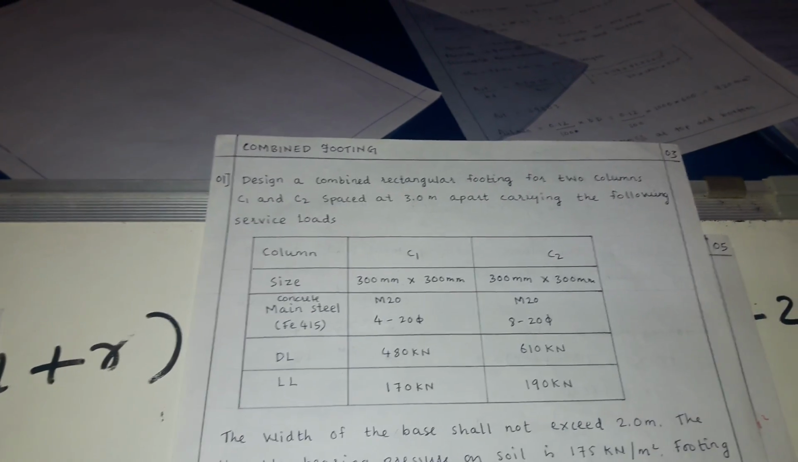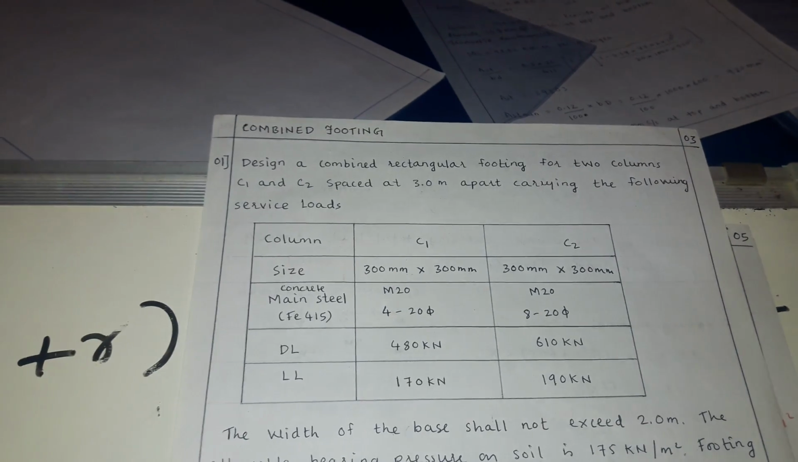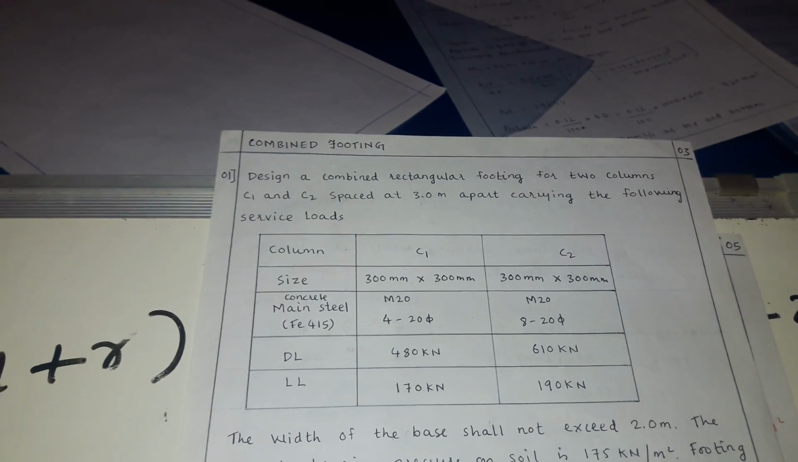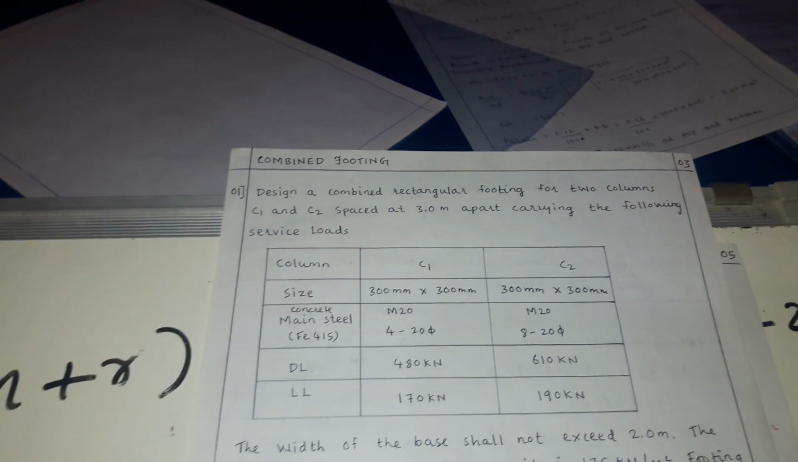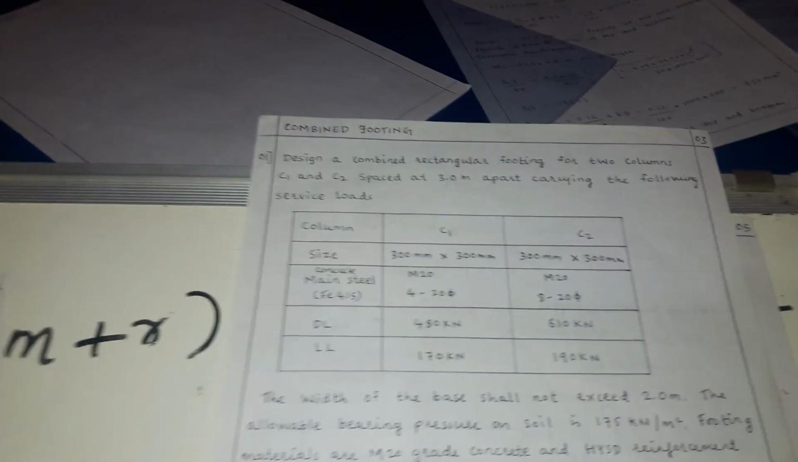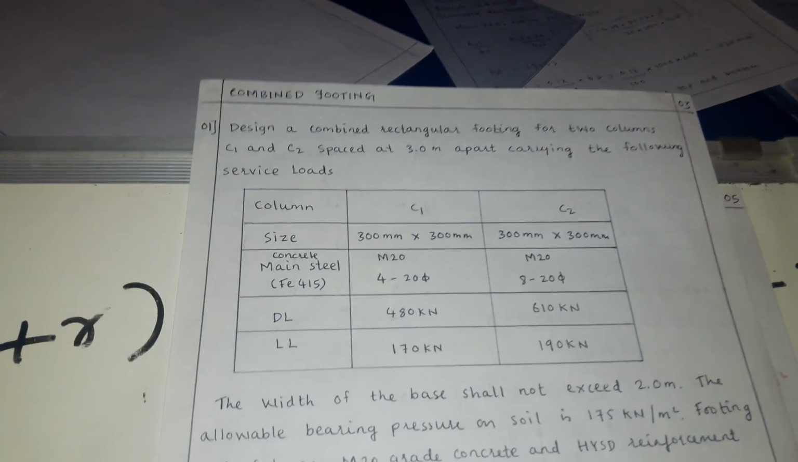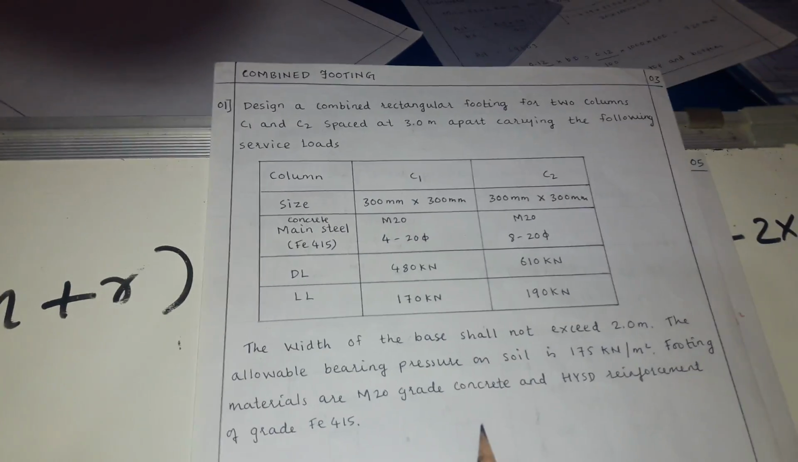Column C1, C2, the size of the column is given, the concrete material for C1 and C2 is given, and the reinforcement, the diameter and the number of bars, is also given. Dead load of the column and live load of the column is given. So all the given load is service load.